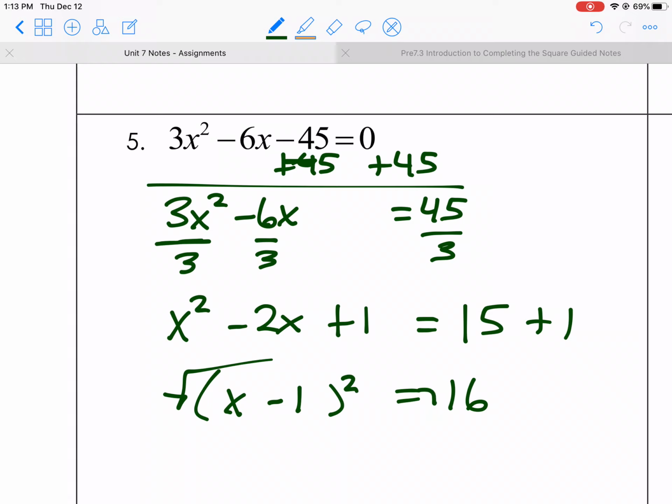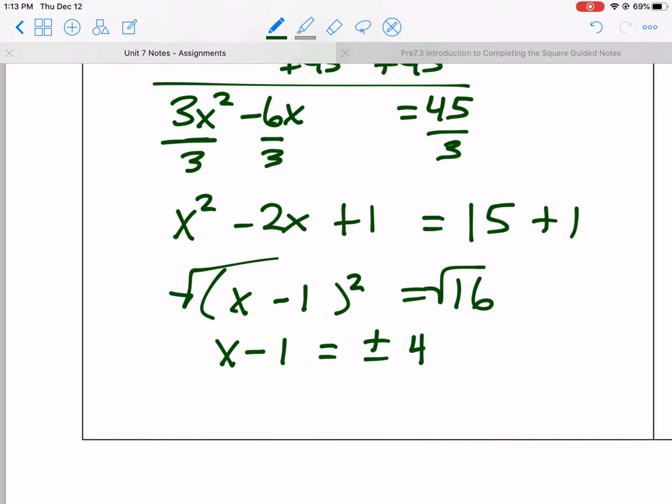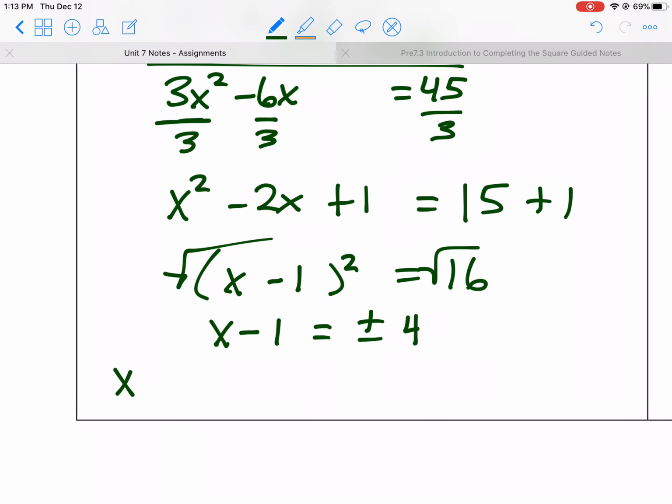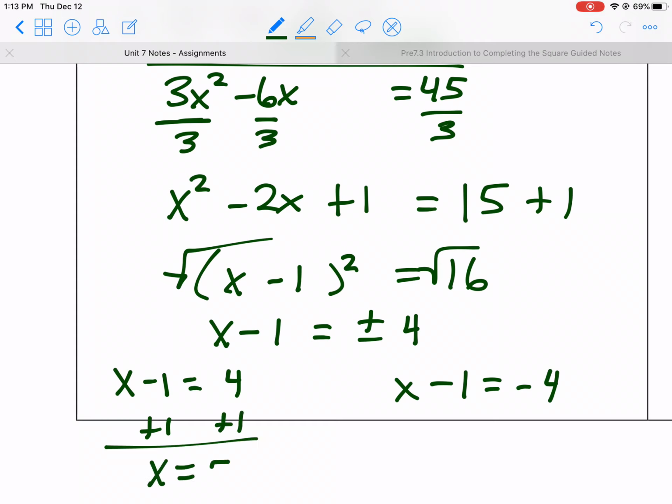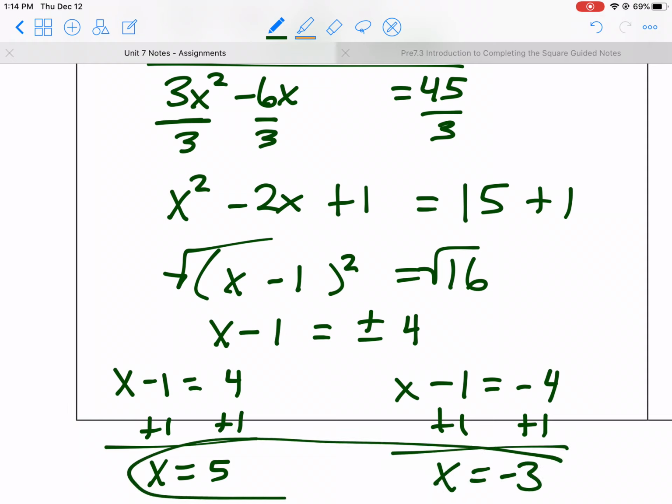Take the square root of both sides. We get x minus 1 equals plus or minus 4. No radical, so write it in 2 ways. X minus 1 equals positive 4. X minus 1 equals negative 4. Then we can add 1 to both sides. And we found our 2 solutions.